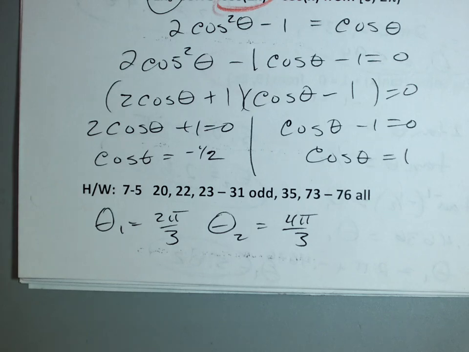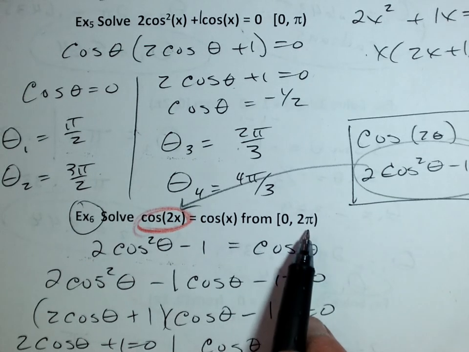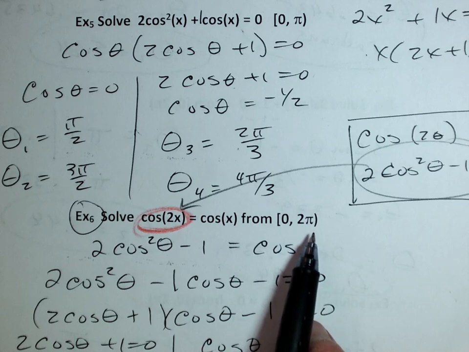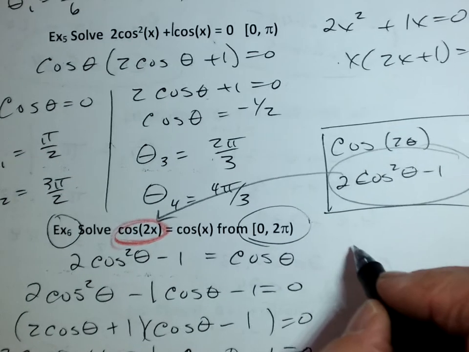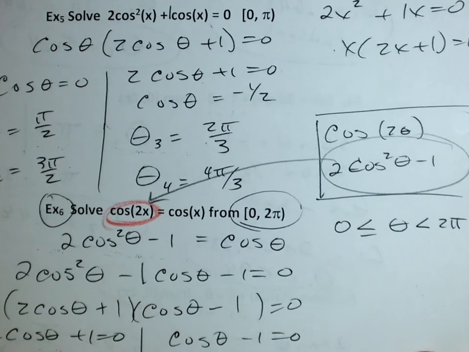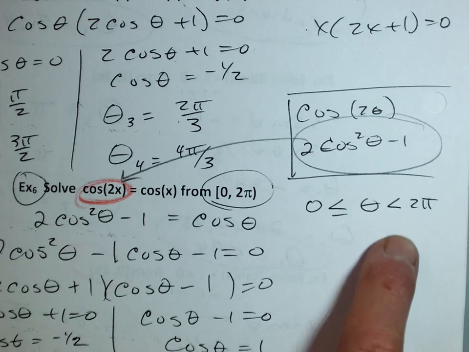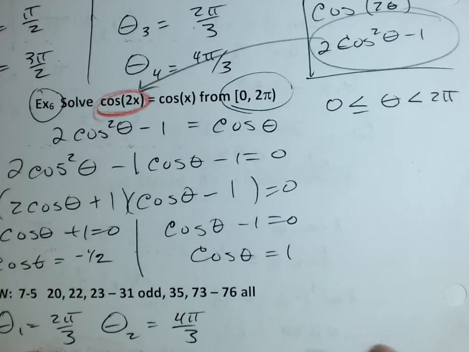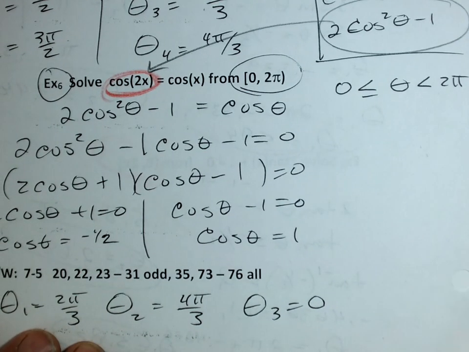So here's the question. Which one is it? Is it 0 or 2 pi? How do you know? Look at what I wrote here: 0 and 2 pi. This is the same thing as this. Can it equal 2 pi? No. So which answer do you have to take? 0. Okay, so theta 3 is 0. How's that? Okay. All right. Are your heads hurting today?